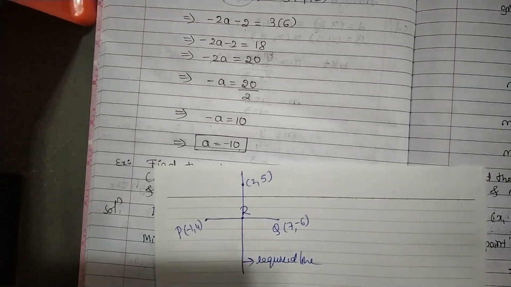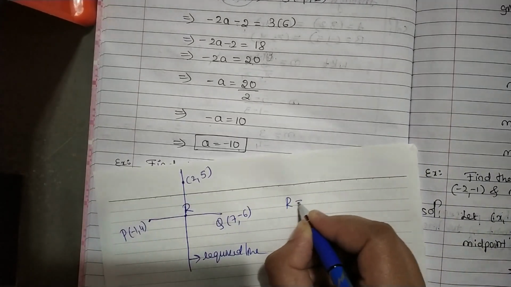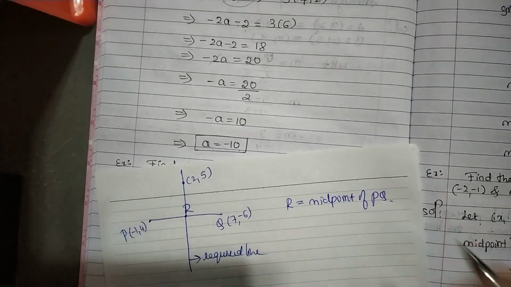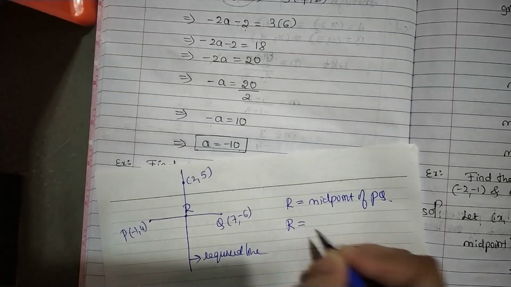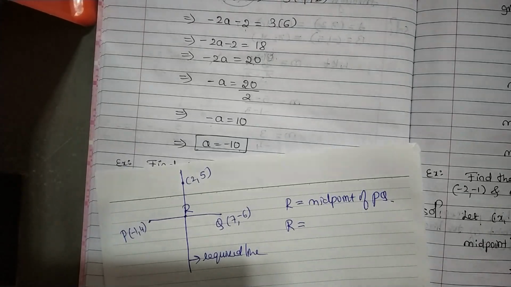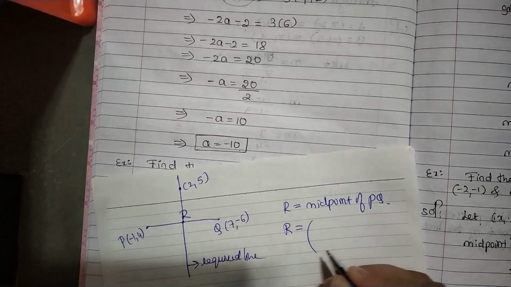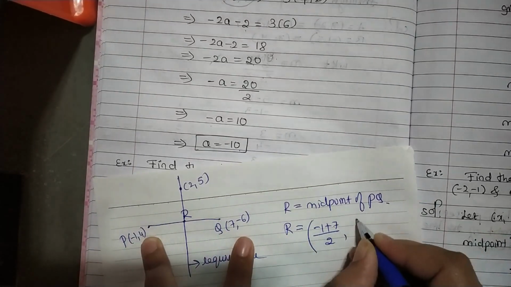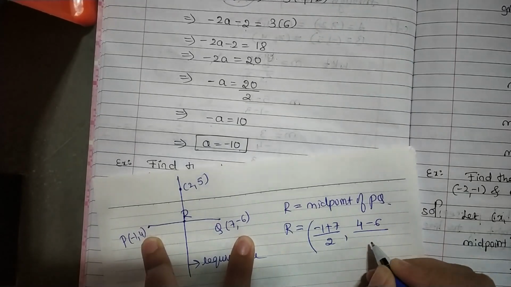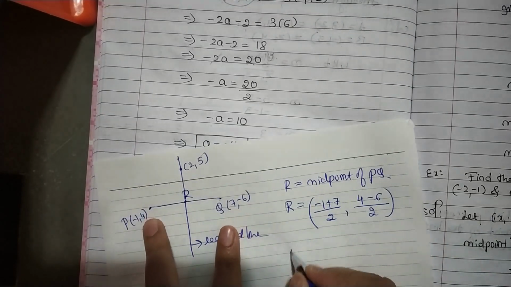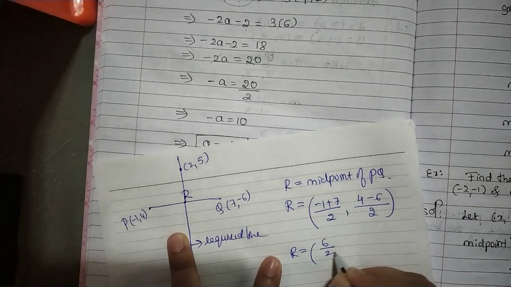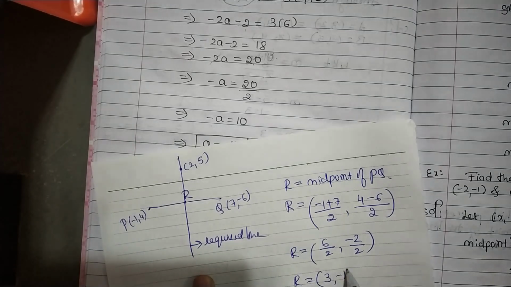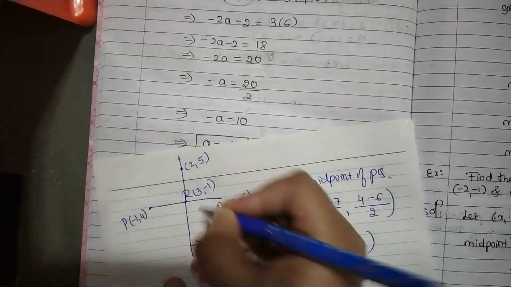Now let us find the coordinates of R, since R is the midpoint of PQ. So the coordinates of R can be determined by using the midpoint formula, that is given by x1 plus x2 by 2 and y1 plus y2 by 2. So the R coordinate is given by 6 by 2, minus 2 by 2. The R coordinate is (3, minus 1).